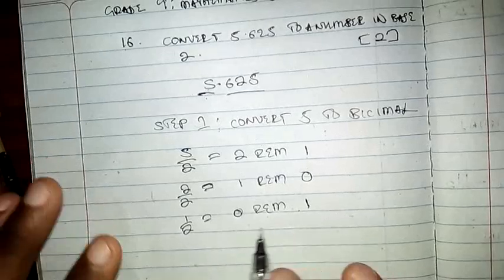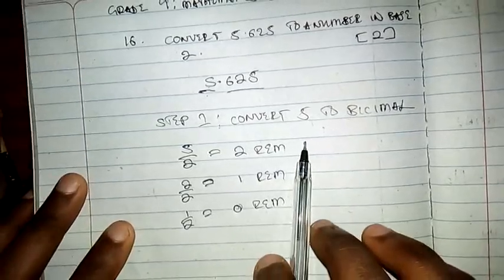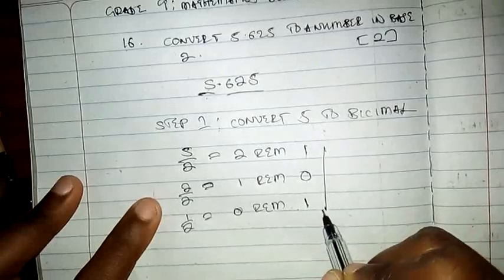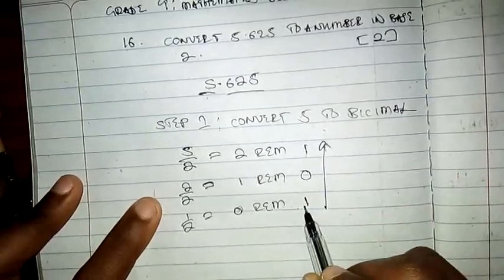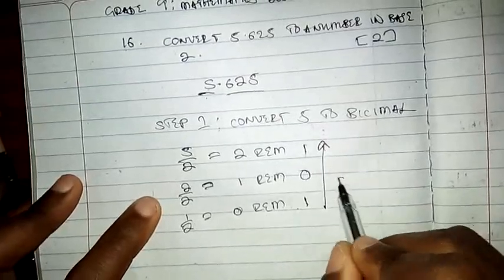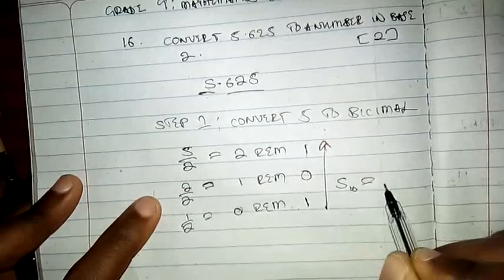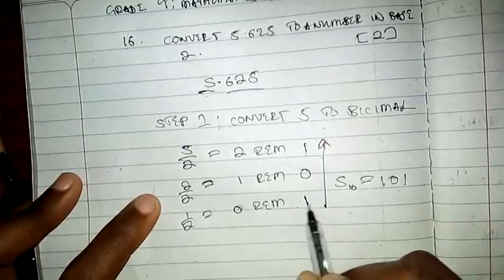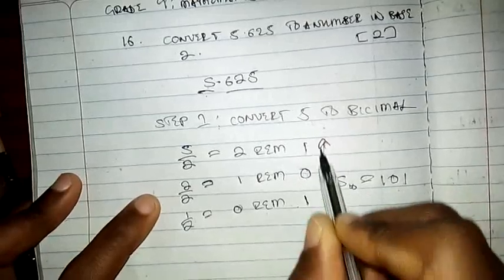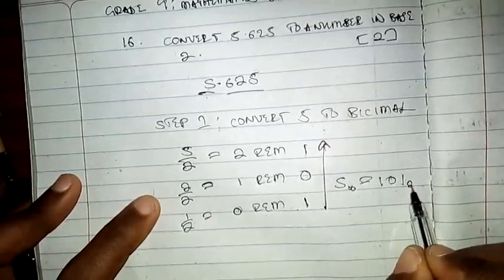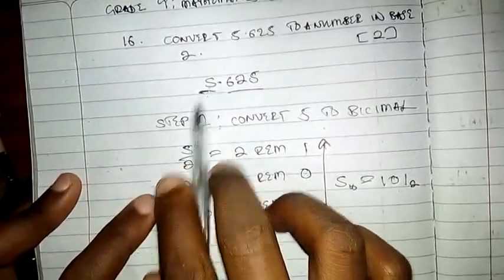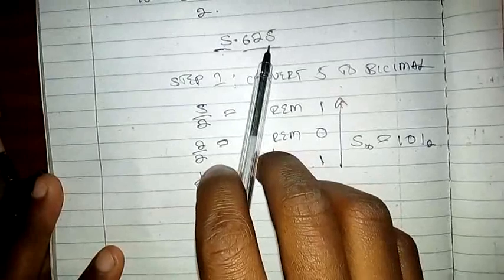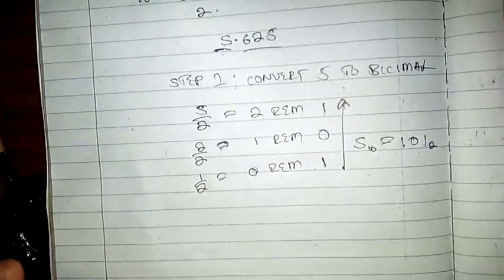To interpret our answer, we read these remainders from bottom to top. So we read 1, 0, 1. Therefore 5 base 10 equals 101 base 2. I'm starting from the bottom, 1, 0, 1, as you can see from the arrow I've indicated. So now we have converted 5 into base 2. Now we have to convert 0.625, the fractional part, into base 2.